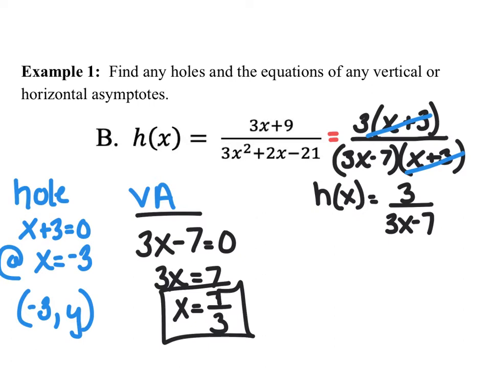And then my horizontal asymptote, let's see if I have one. Well, let's compare our degrees. The degree in the denominator is larger, so I do have a horizontal asymptote. This is the case where it's y equals 0, so your end behavior would approach 0 on either side.